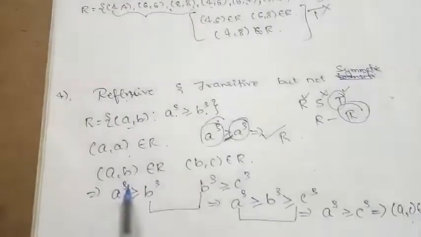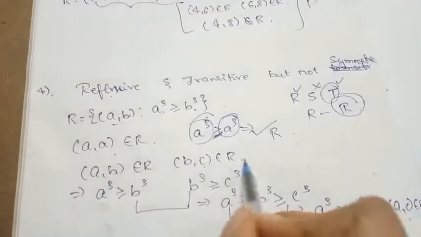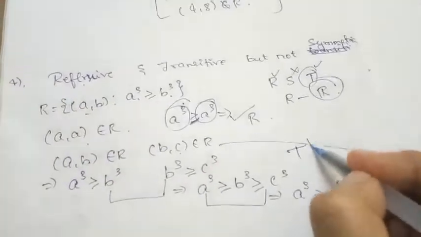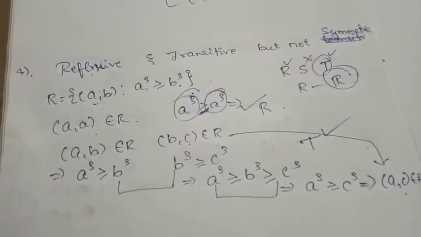If (A, B) and (B, C) belong to the relation, that implies (A, C) belongs to R, which means the given relation is a transitive relation.